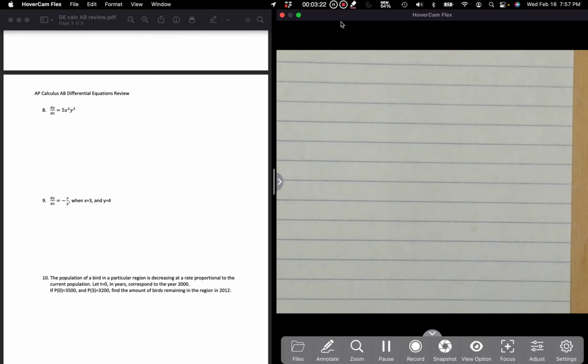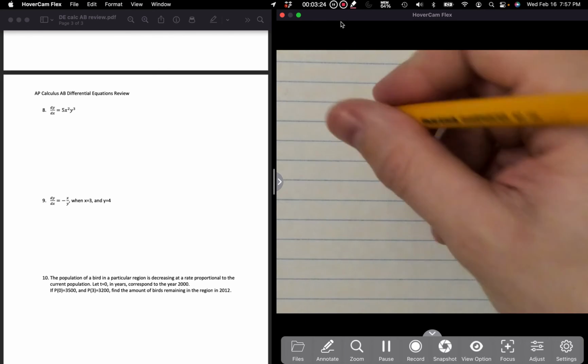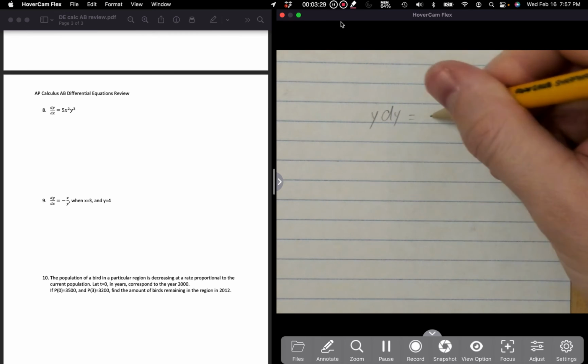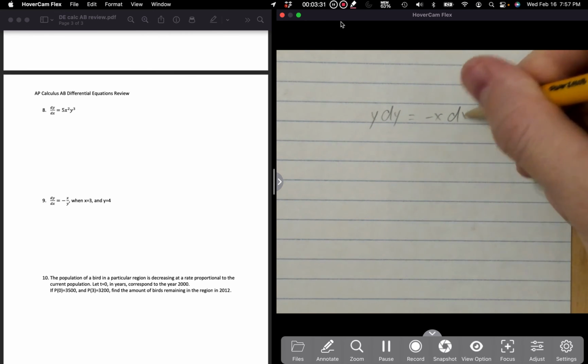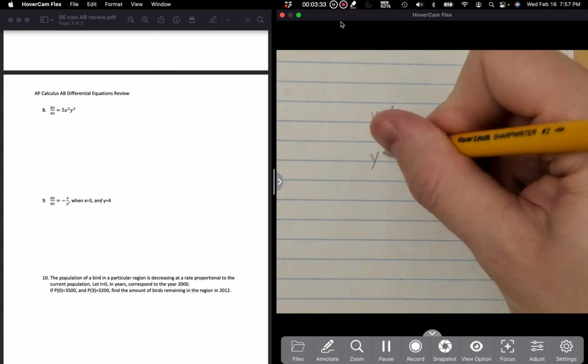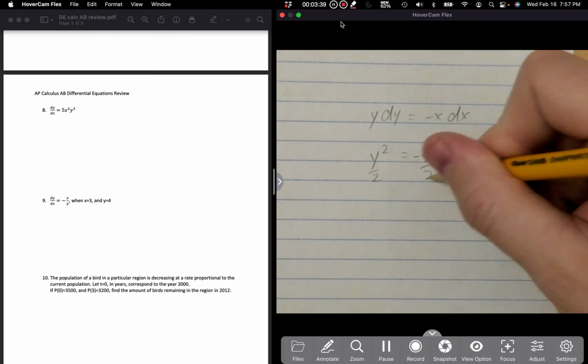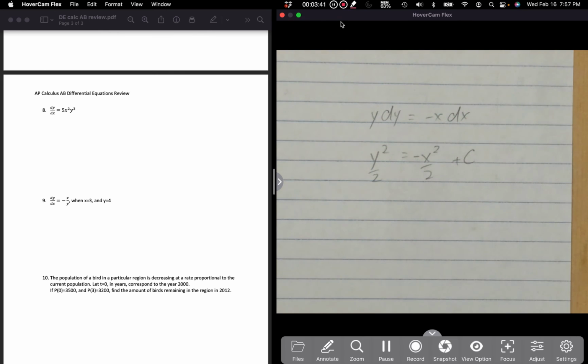Alright, one more. Alright, let's separate our y's and x's. That'll be a y dy, that will be a negative x dx. We've actually done this example in class together. And this time we do have initial conditions. We want to solve for c when x is 3 and when y is 4.